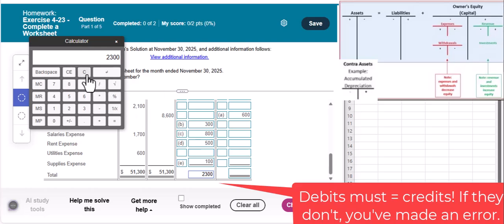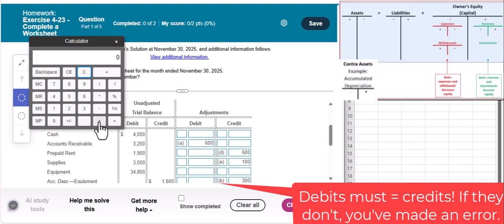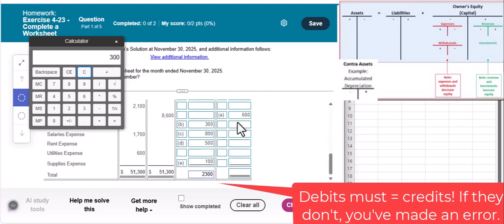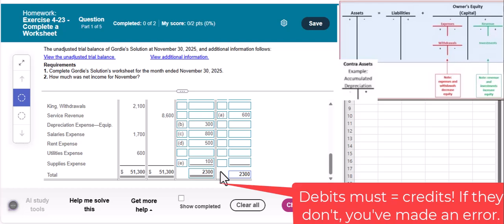And then we're going to clear our calculator and do the same for the credits. We're going to add those up. So let's get those going. So we have 500 plus 100 plus 300 plus 800 plus 600. That gives us 2,300. Yay! So our debits equal our credits, which is great.